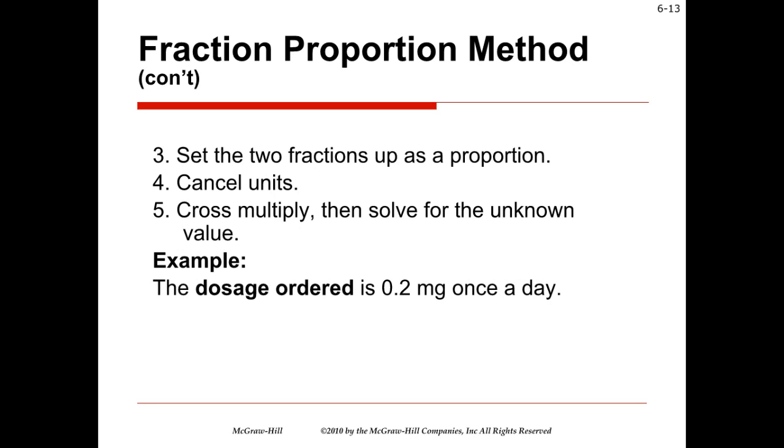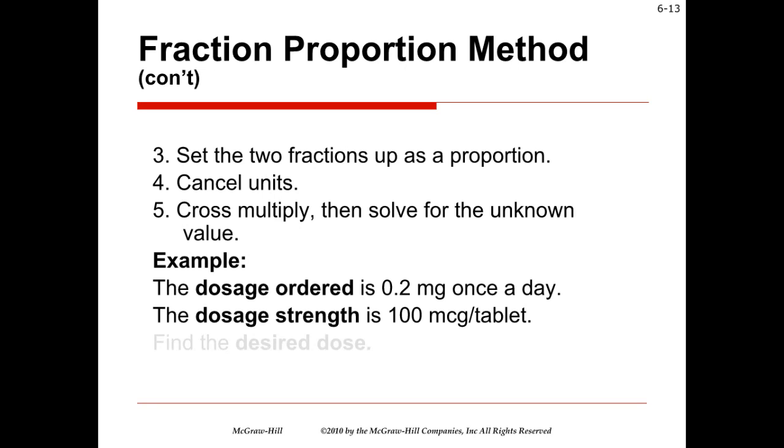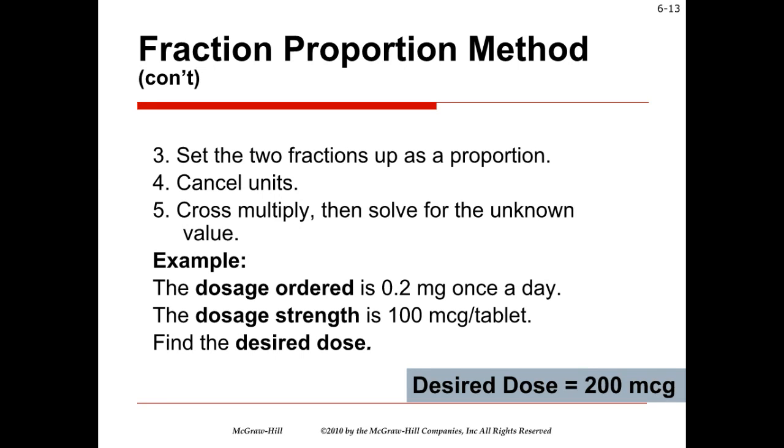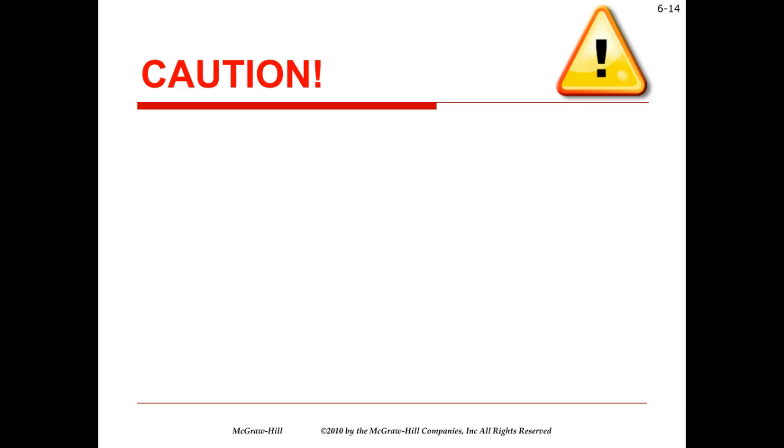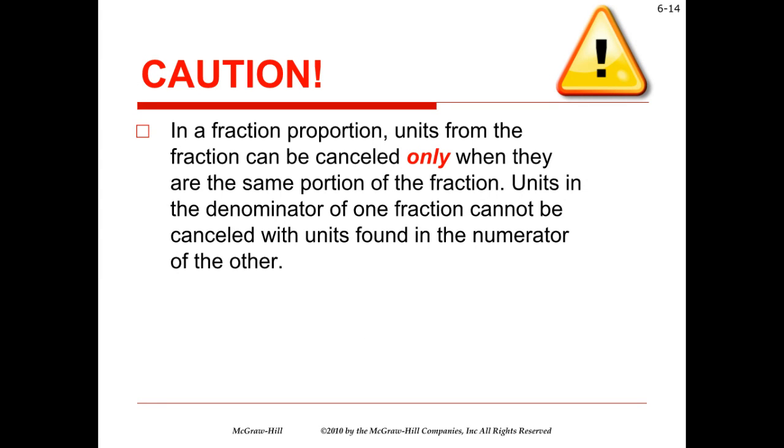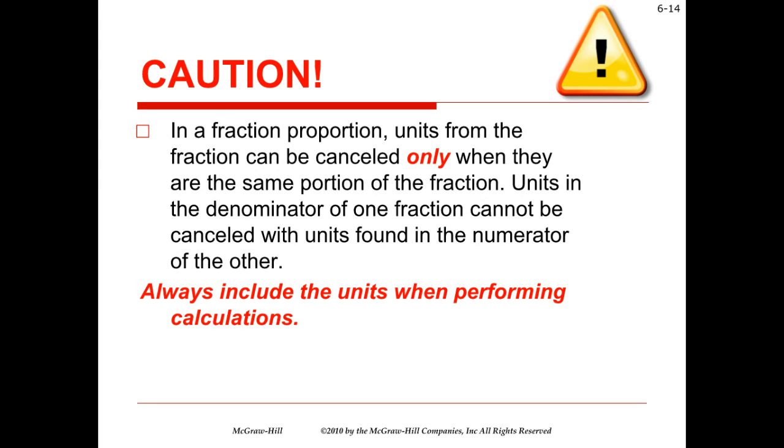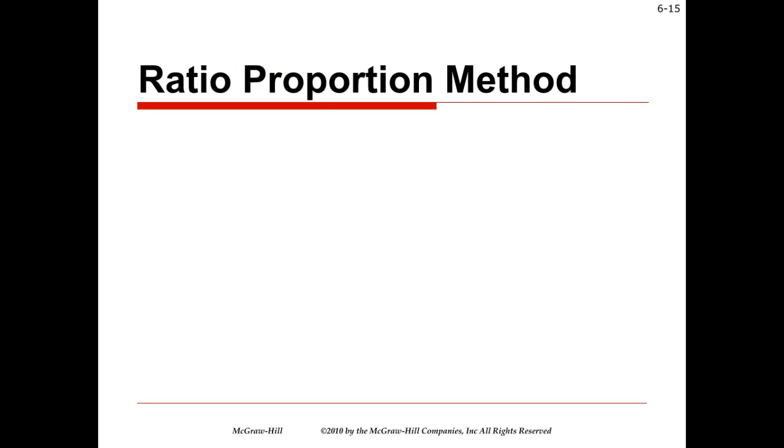So this is an example. Dose ordered 0.2 milligrams once a day. What you have on hand is a 100 microgram tablet. Find the desired dose. The desired dose is 200 micrograms. So in a fraction proportion, the units from the fraction can be canceled only when they are the same. Otherwise, you have to do conversions in your head. And that's why I don't like this method when you're starting to learn, because it doesn't give you space to convert your units so you can see that you're converting them appropriately.